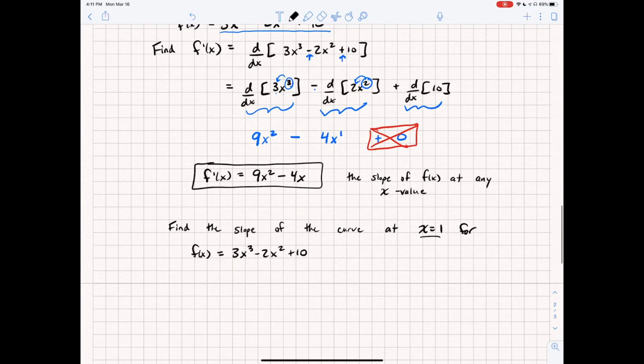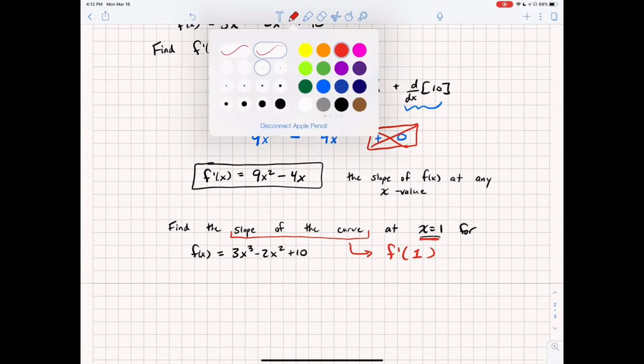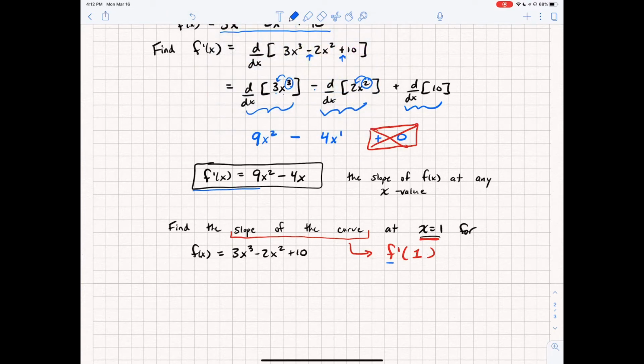So if I want to find the slope of the curve at x is equal to 1, the slope of the curve is asking for what is f prime at this x value of 1. Well, we know f prime, we just found it here. And so I'm looking for f prime of 1. So I'm going to take 1 and plug it into my derivative. So 9 times 1 squared minus 4 times 1. This comes out to be 9 minus 4, or 5.